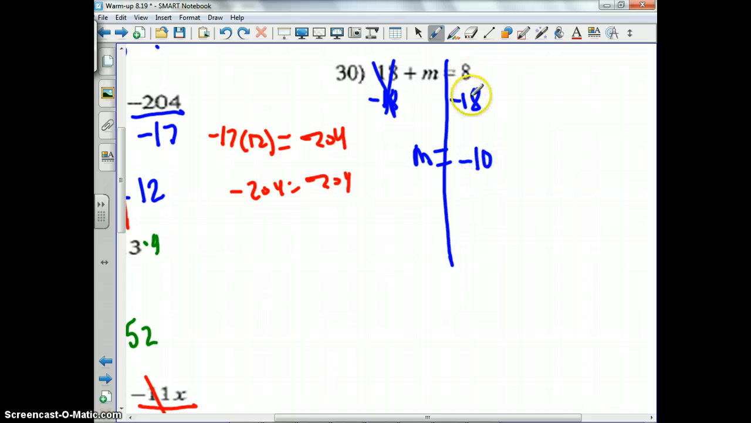This is a good example of a time when it would be good to try it and then check with a calculator, because several people are going to probably accidentally put positive 10 or something like that. So make sure you're checking these.